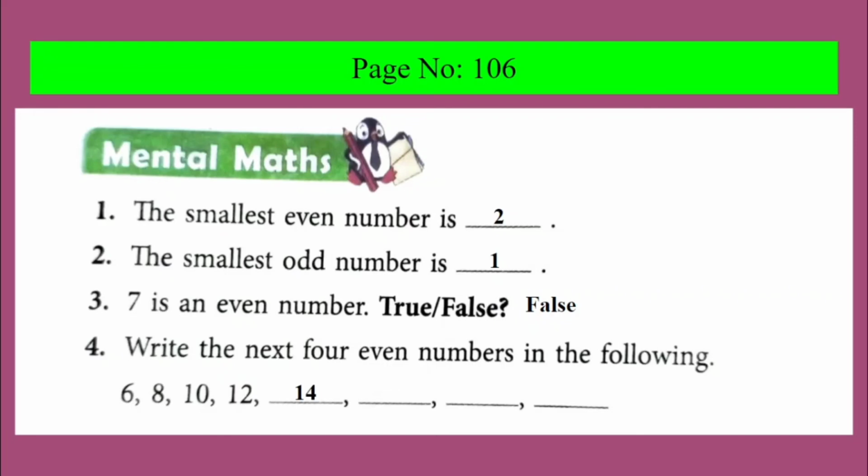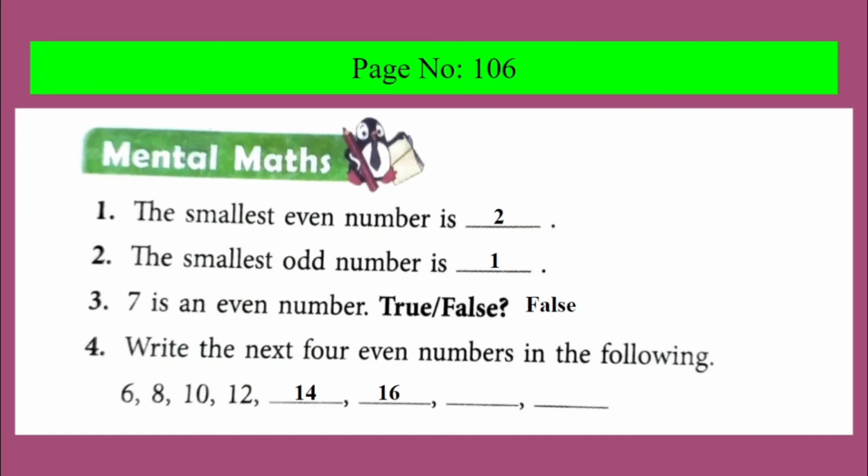Now after 14, the next number is 15. It is an odd number, so we can't write it here. And after 15, the next number is 16. So yes, 16 is an even number. We will write 16 over here. Now the next number after 16 is 17. 17 is an odd number, so we can't write it here.